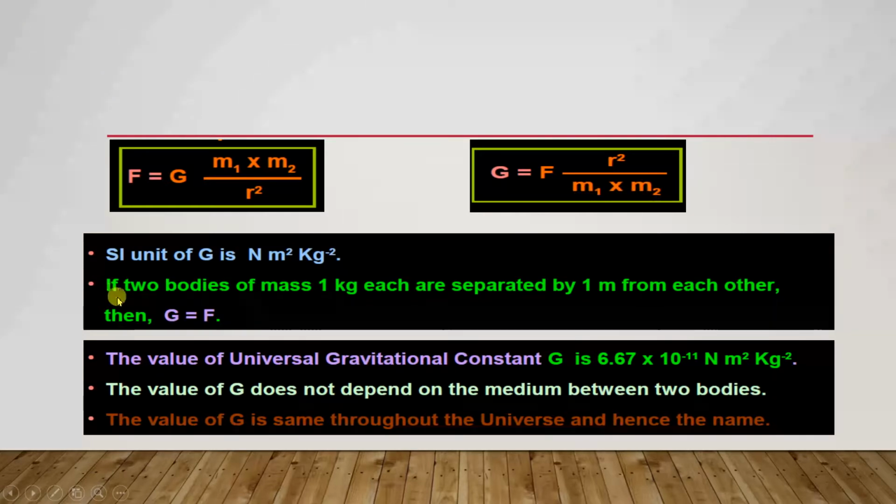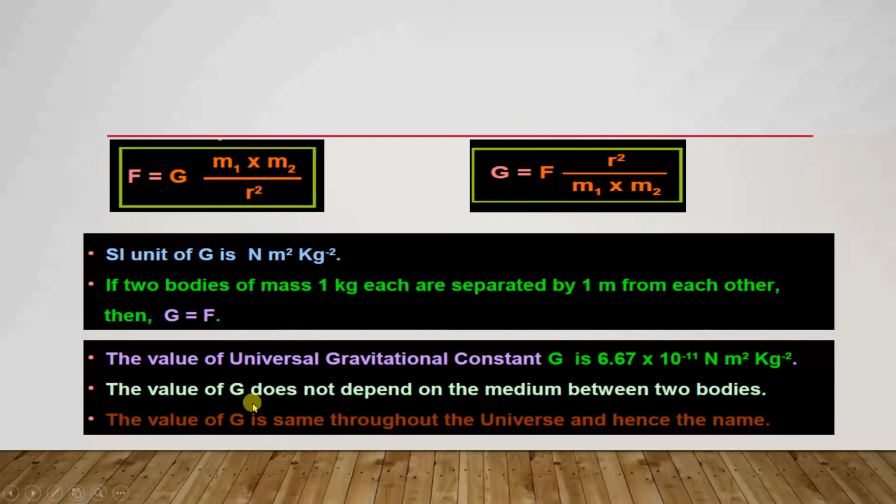So if two bodies have the mass 1 kg each and they are separated by 1 meter, then the gravitational constant will be equal to the gravitational force, and its value is calculated by the scientists, and it is 6.67 into 10 raised to power minus 11 Newton meter squared per kg squared. ये वैल्यू को अच्छे से लर्न करना है, ऐसे हम न्यूमेरिकल्स में यूज करेंगे.